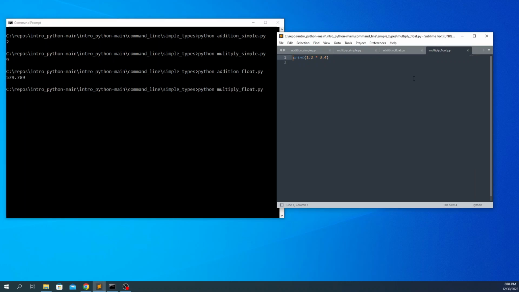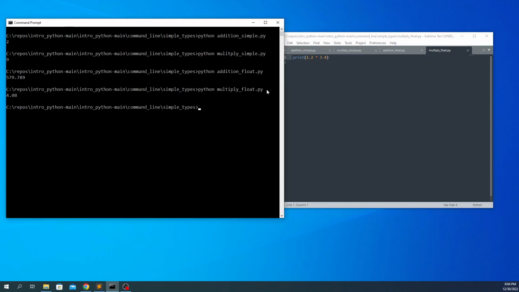So in this case, we're looking at 1.2 times 3.4, 4.8. And that's about everything that I have to say about that, I think. The main thing to take away is there are two different types of data. One is a whole number, one is a number that has points after the decimal. You can mix the two of them together.